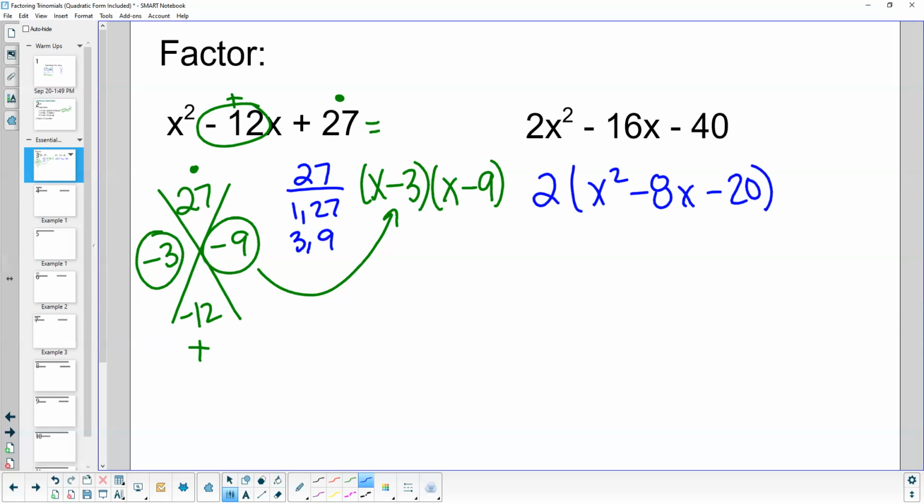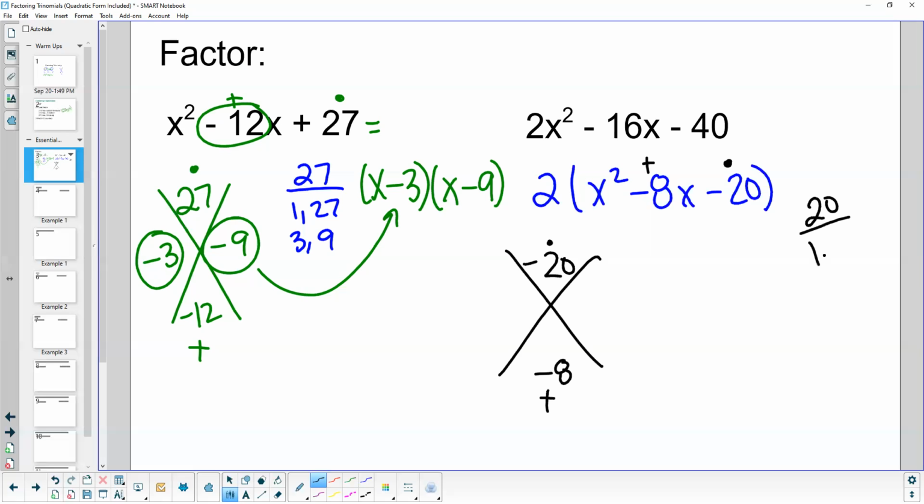So then from there, we want to set up our X games and factor. So I'm going to multiply to the end number, add to the one in the middle. So I want to find two numbers that multiply to negative 20, but add to negative 8. So what numbers multiply to negative 20 and add to negative 8? Well, let's just look at what numbers multiply to 20. We get 1 and 20. We get 2 and 10. We get 4 and 5.